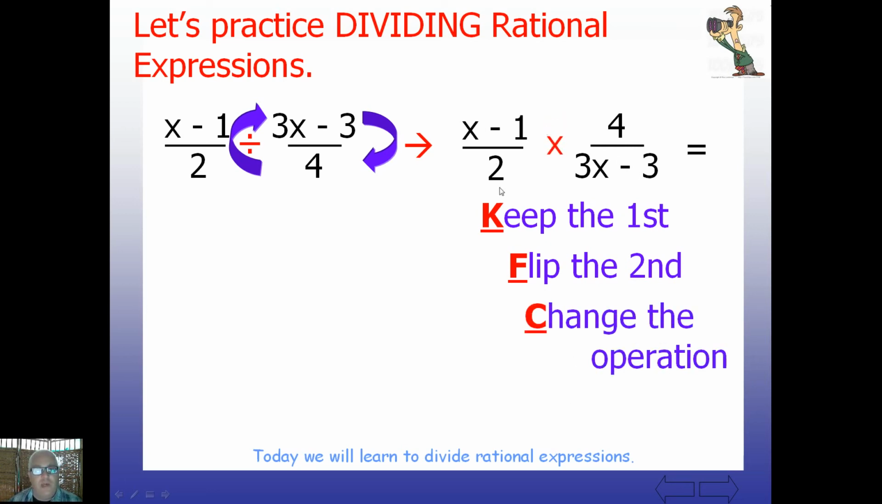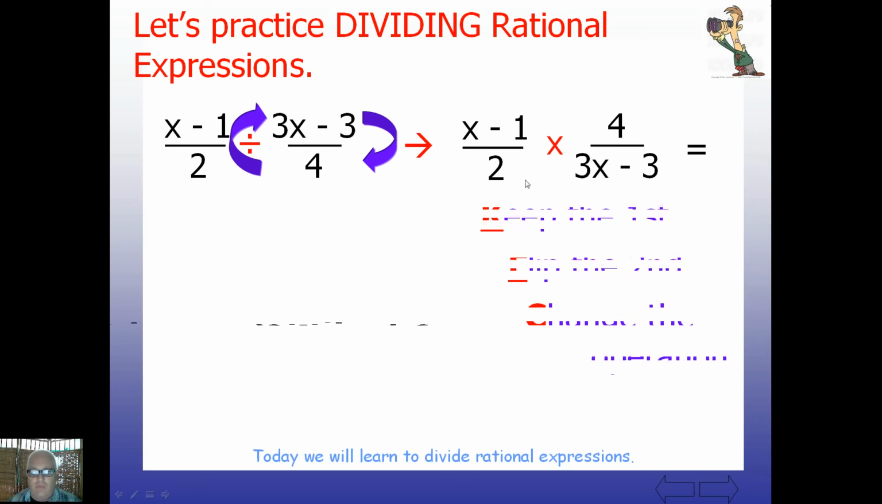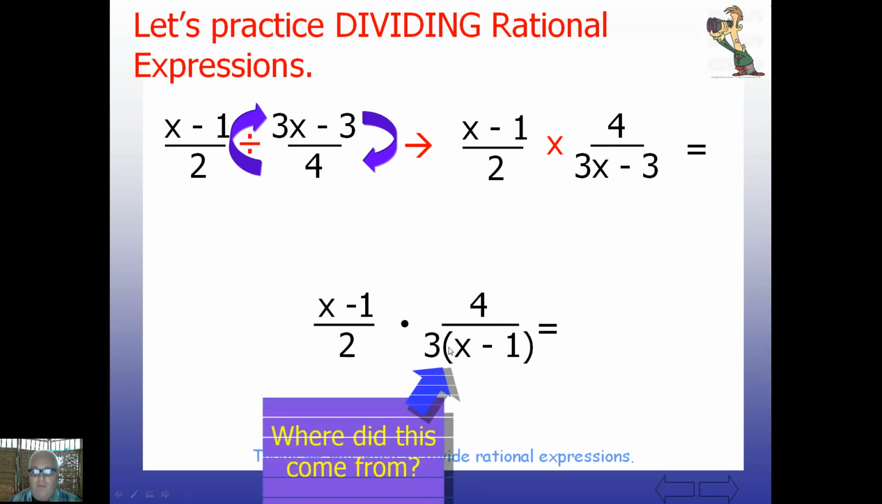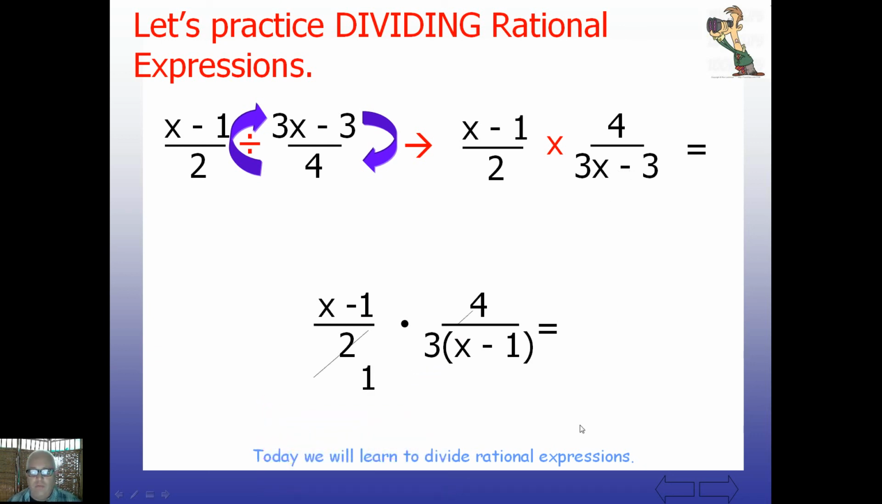Now we know this is from yesterday or the previous lesson. Let's take a look. We're going to take this and we're going to have 3 times the quantity x minus 1. Where did this come from? x minus 1 over 2, that looks familiar. 4 looks familiar. But this, 3 over x minus 1, well, this is the factored form of that guy right there, right? Now let's do your reducing. 2 and 4 reduces, x minus 1 reduces, and you're left with 2/3 as the final answer. So all of this original problem boils down to 2/3.